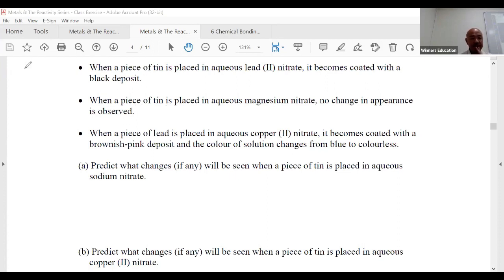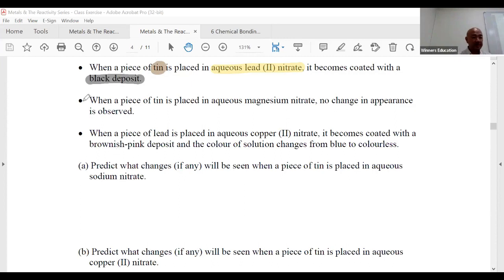When I add a piece of tin into aqueous lead 2 nitrate, correct? These are the keywords. Agree with me? The rest are just rubbish English. It has nothing to do with science. It becomes coated with a black deposit. Agree? So I have 3 keywords in my first bullet point. Bullet points are obviously important, just like my notes, which are in bullet points. Things that are important, we bullet them. If not, bullet for what? The 3 lines tie together what's inside there.